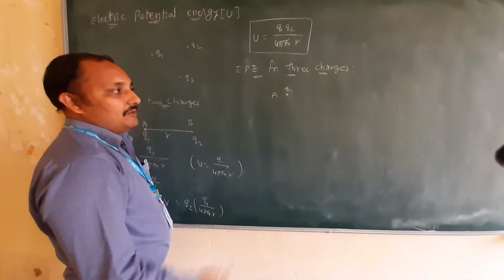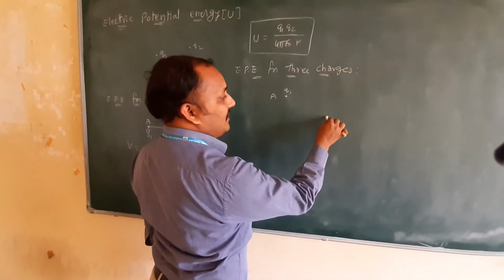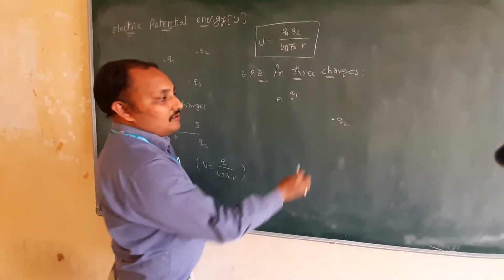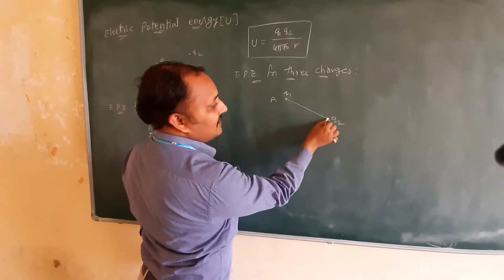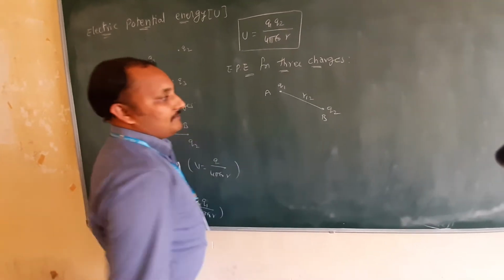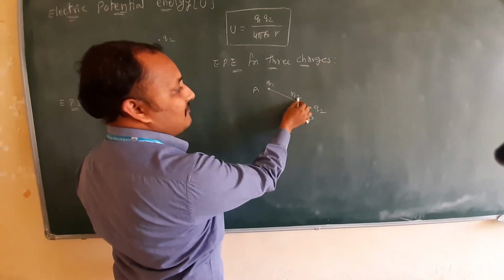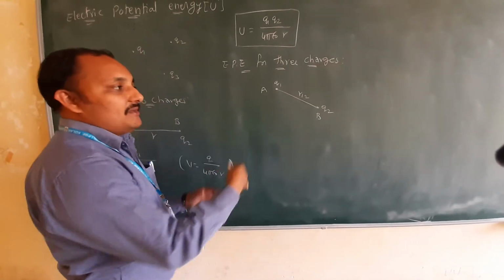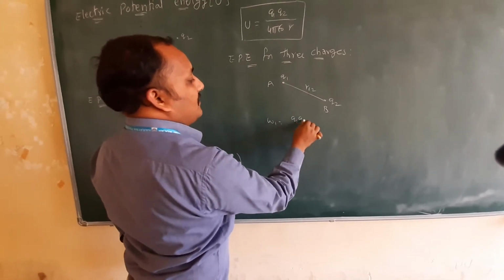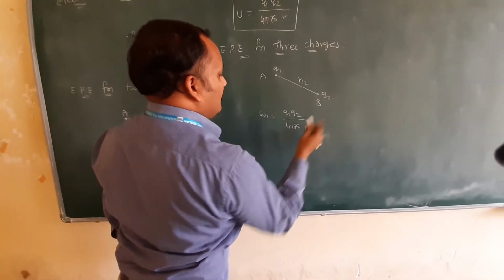At point A, we brought Q1. We didn't do any work because there is no electric field. Now I brought another charge, Q2, up to point B, at distance R12 from A. How much work did I do? W1 is equal to Q1 Q2 by 4 pi epsilon naught R12, according to this.